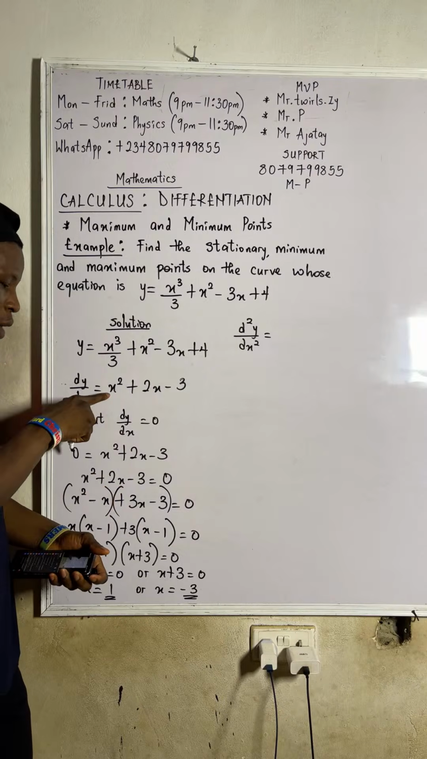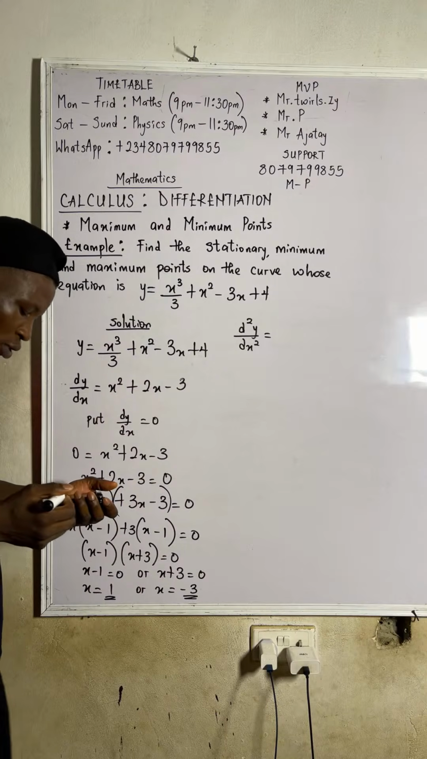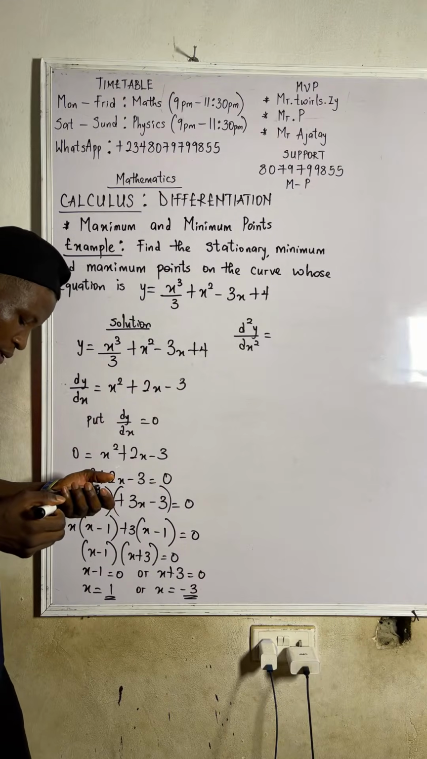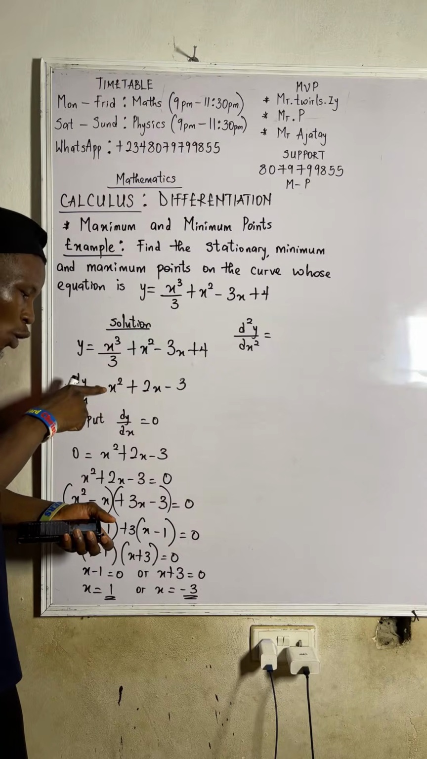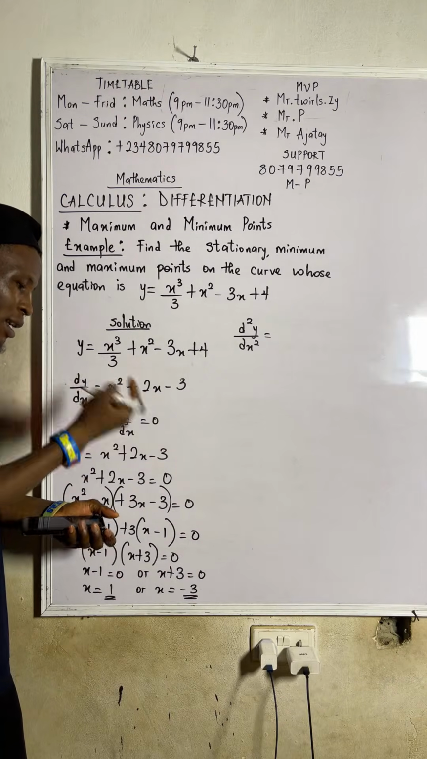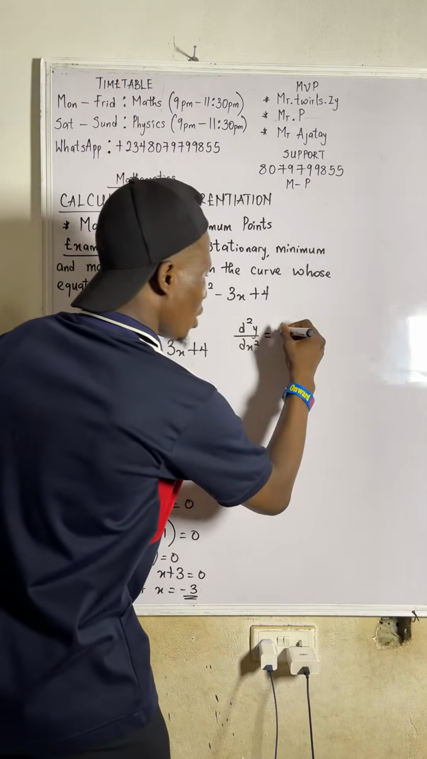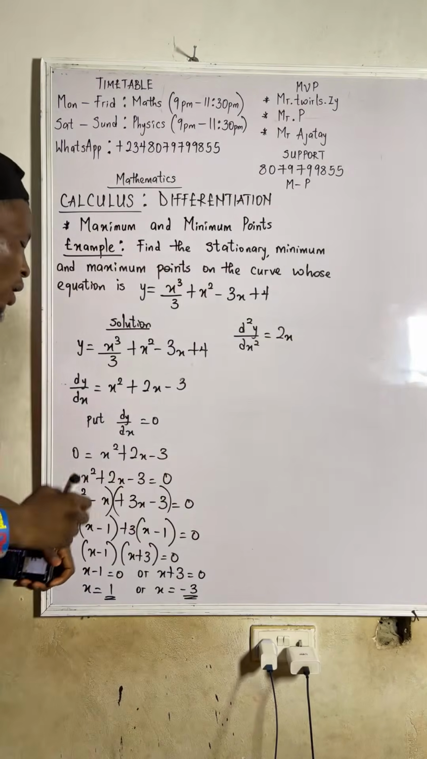So differentiate x squared, what will you have? It's not 4x. I told you now, 2 comes down, subtract 1 from it. That will be 2x to the power of 1. That's 2x. So that will give us 2x.